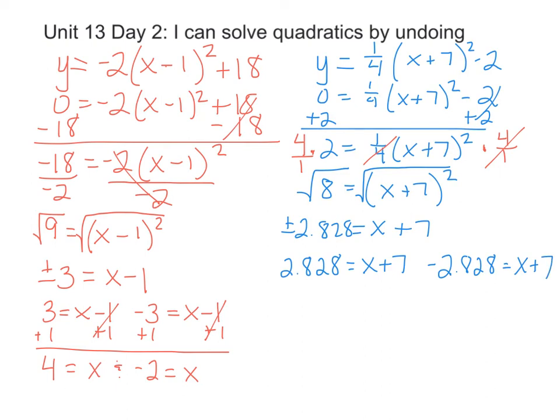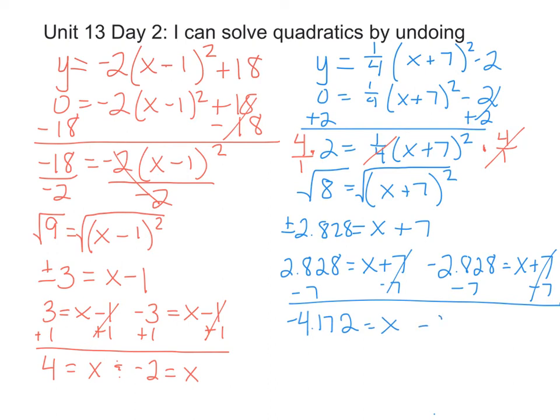So let's subtract 7. And for all of these, here's what we will get. Over here we get negative 4.172 equals x. And on the other one, we get negative 9.828 equals x. Okay, so there's your two solutions.